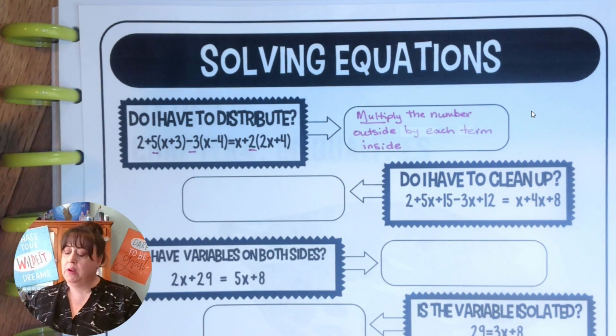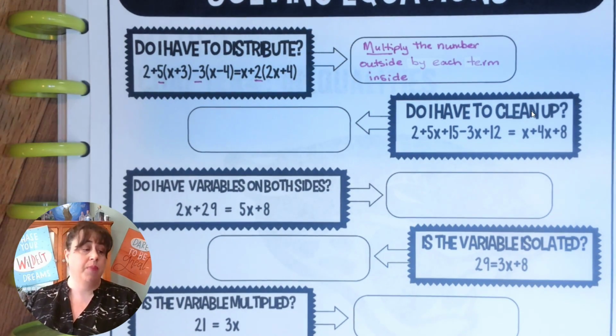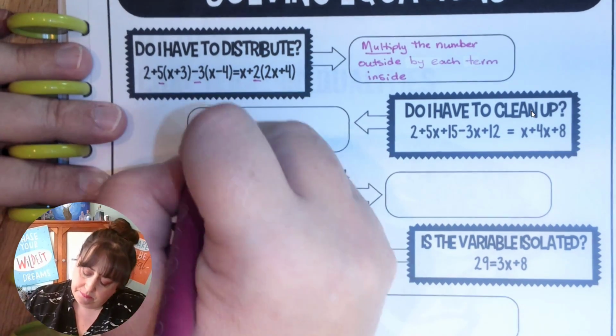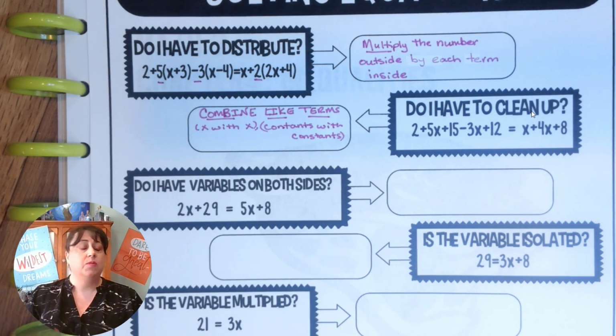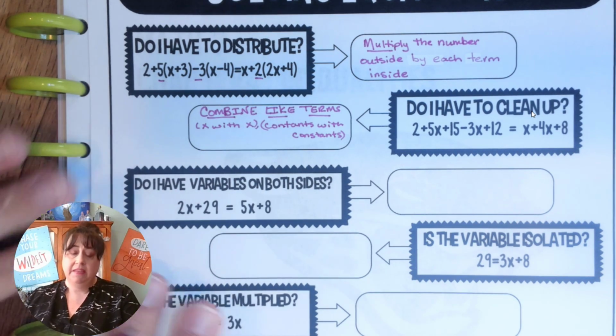The next question you want to ask yourself is, do you need to clean it up? In other words, it's asking about combining like terms. So x's with x's, constants with constants, y's with y's, things like that. This is actually for Math 8.